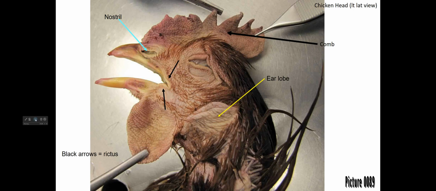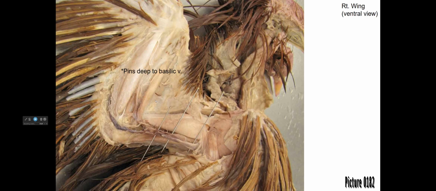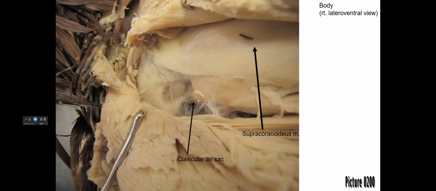wattle. In picture 182, we have a ventral view of the right wing of the chicken, and we see it's been skinned and the wing membrane essentially been removed to expose the basilic vein, which is also known as the wing vein, and is a primary site for venipuncture. In picture 200, we have a deep dissection of the pectoral muscles. The main pectoral muscle has been cut to expose the underlying supracoracoideus. I believe that this muscle is where your chicken tenders come from, and then we see the clavicular air sac also in this image.